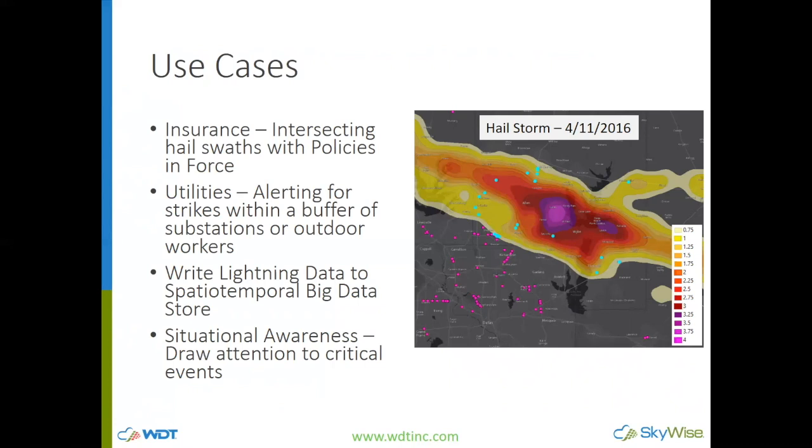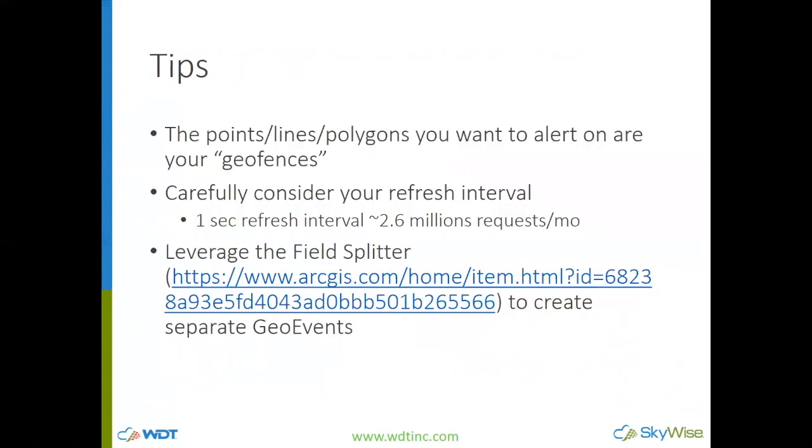And then obviously, like we talked about, situational awareness and drawing attention to critical things on an operations dashboard or a map, because you can utilize the GeoEvent server to change the symbology of a feature layer.